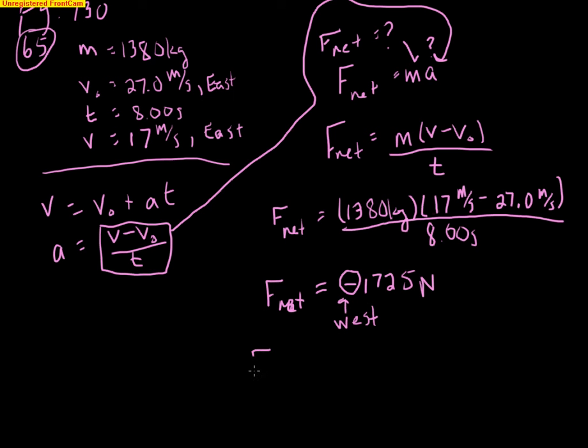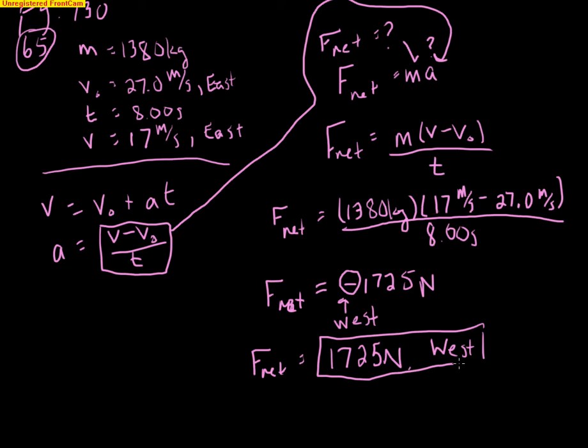So to summarize, our answer, F net equals 1,725 newtons west. And that's our answer. If we wanted to round off for sig figs, that would be 1,730 newtons west. So that's a little bit better answer. Okay, and that's it.